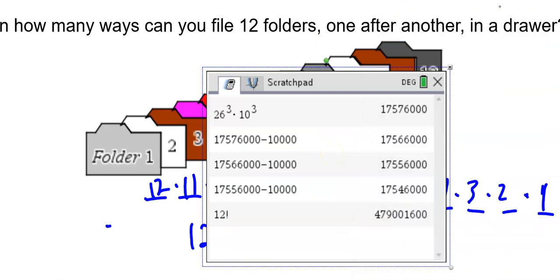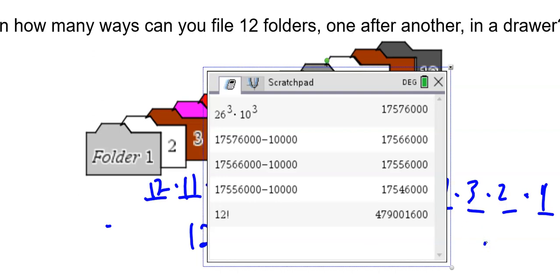So again, you just type it in your calculator and you'll get the answer. That's the same thing as typing in 12 times 11 times 10 times 9 all the way down to 1. It's called a factorial. So it's a fast way of writing it. And so we're going to use those factorials sometimes to do a problem.